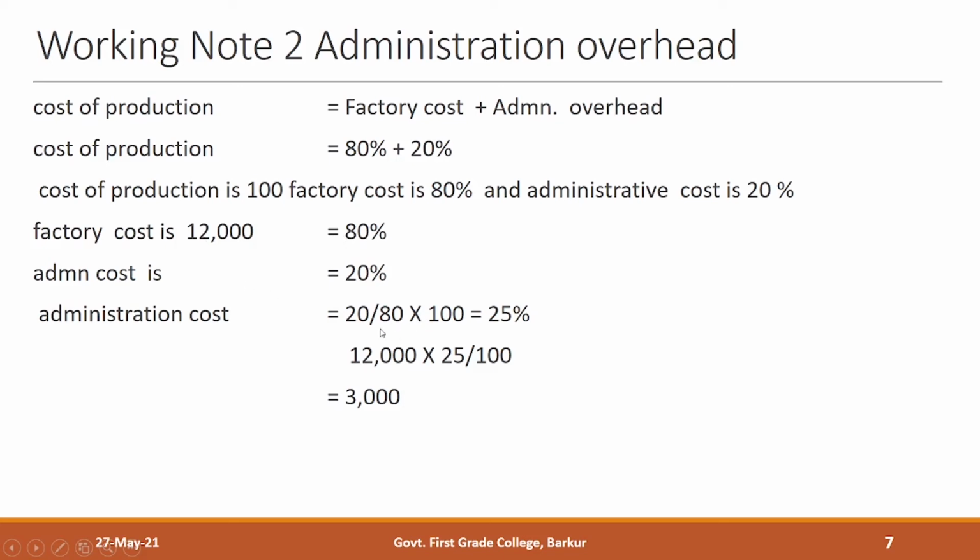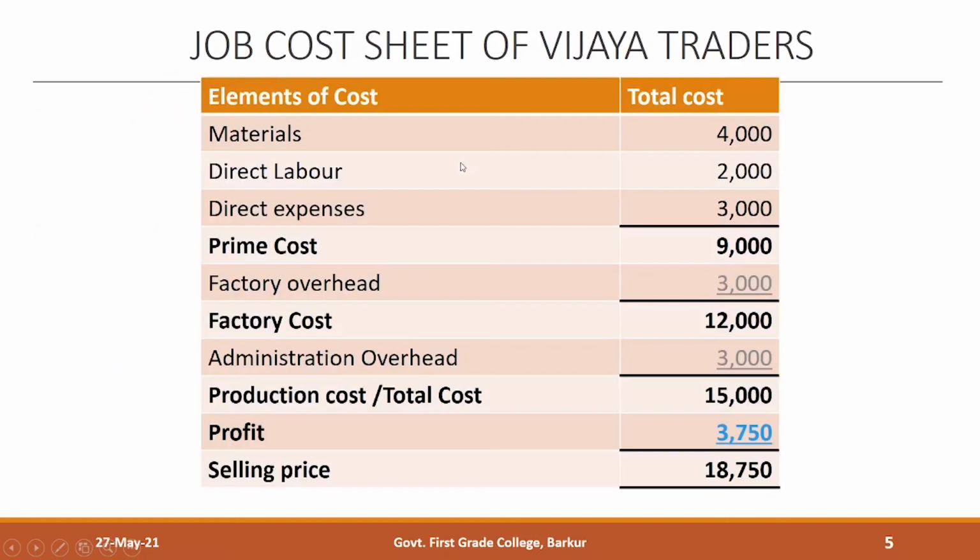You can do the cross multiplication. 20 by 80 into 100 is 25%. So 12,000 into 25% is 3,000. Or alternatively, you can also do 20 divided by 80 into 12,000. That is cross multiplication. If 80% is equal to 12,000, what is 20%? You can calculate and you will get the administrative overhead of 3,000, which we will add back to the factory cost to arrive at the production cost.